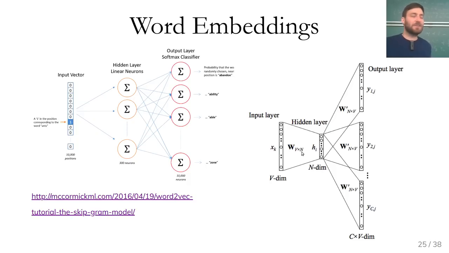You just learn a matrix that is vocabulary size times hidden layer size, also called embedding size. Do you have any intuition as to why adding more hidden layers would help? Adding more hidden layers? Yeah. I don't think adding more hidden layers here helps. Why not? Empirically.